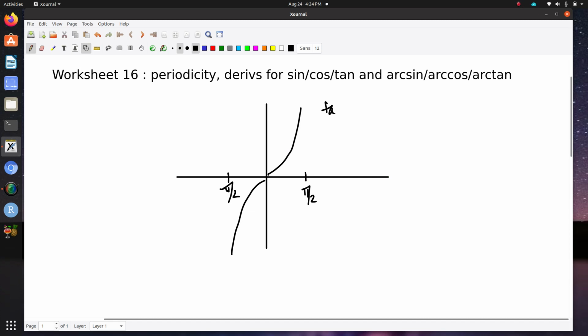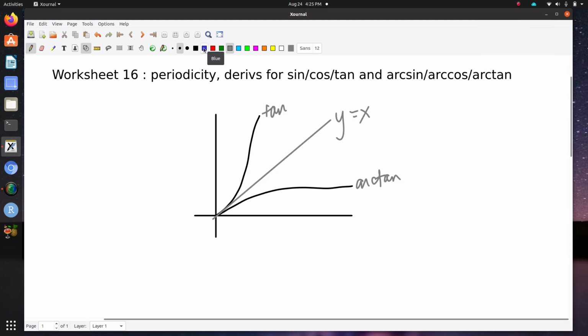Just so you know, if we want to restrict tangent so that it is invertible, we usually go from minus pi over 2 to pi over 2. That is typically what we do. But I'm going to ignore all the stuff that's happening over there just for simplicity.